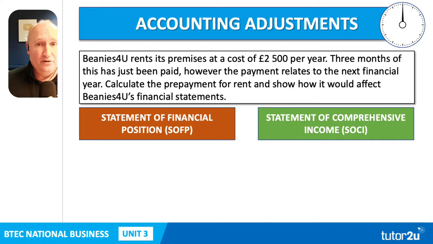So we're going to make a prepayment here. So calculate it, but also tell me, where would that appear? How would that affect those two financial statements? Hopefully there's some music coming up. Here we go.